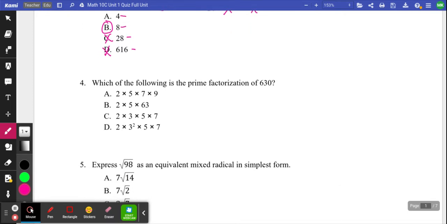Number 4. Which is the prime factorization of 630? Prime factorization is do the trees. So you take a number and you divide it into a prime number, which is a number that can't be divided, and its result. So for instance, 630 could divide by 2 and 315. And then you do the same thing with 315. You divide it by a prime number. 315 divides by 3.